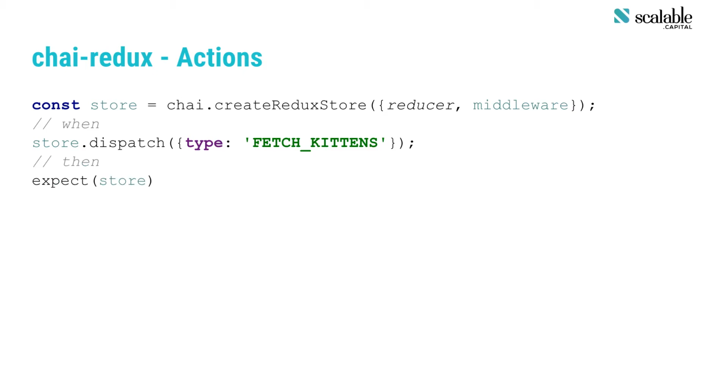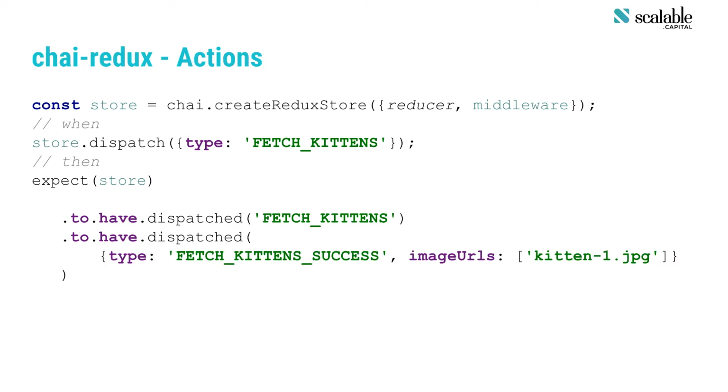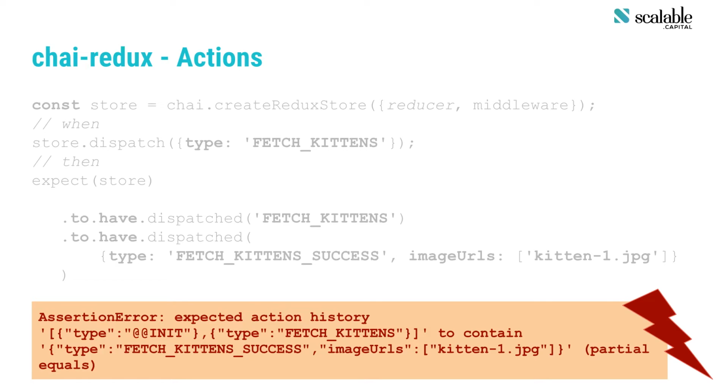And then we can say, okay, expect store to have dispatched fetch kittens. So we want to verify if that exact action has been dispatched. Remember, has been dispatched in the past. Then we also want to say to have dispatched fetch kitten success. And here we don't only care for the type, but also for the payload, so we would not pass a string, but an object. And we would say fetch kitten success. Kind of nice. That will fail.